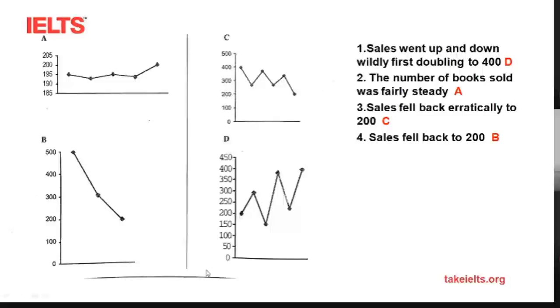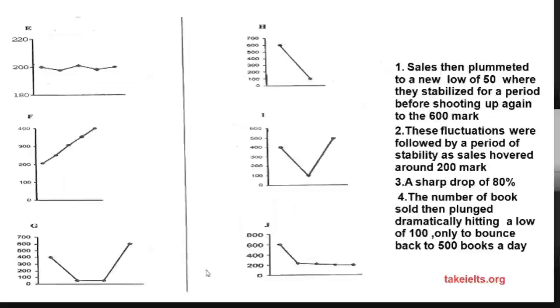Okay, now let's work on more challenging graphs. I'm showing again 4 different graphs to you. Sorry, 6 different graphs, but 4 descriptions. That means 2 of them are not described. So match the description with the graph movement.